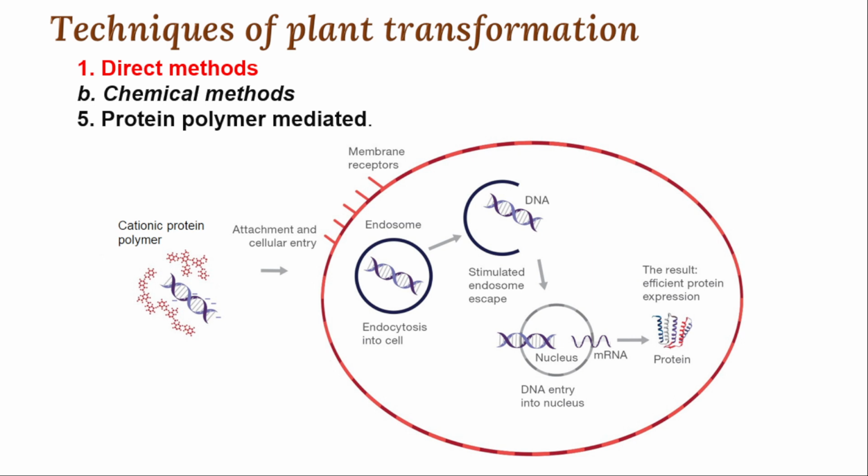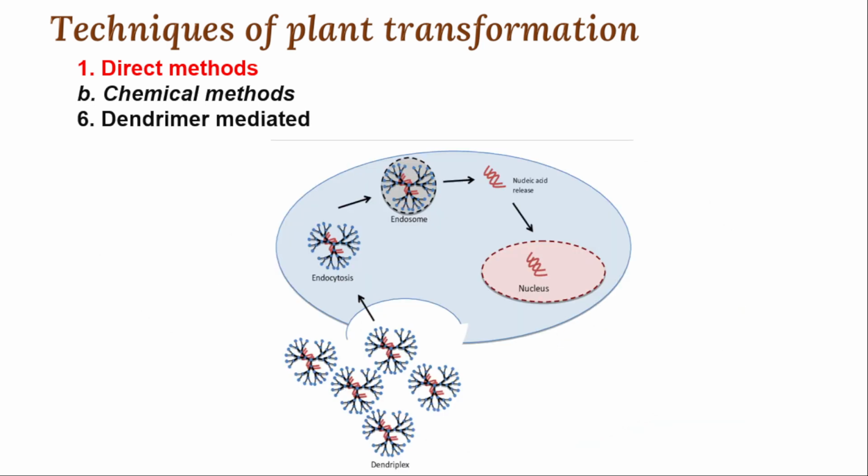And one more chemical called protein polymer is also used. These cationic polymers will surround DNA and help in the formation of endosome, and successfully integrate into the nucleus of the host plant. And the last chemical used is called dendrimer. This dendrimer mainly helps in attaching to the desired DNA. Whenever that attaches to the cell membrane, it will be engulfed by the process of endocytosis, and by the same process the nucleic acid will be integrated into the nucleus and forms the transformed plant cell.